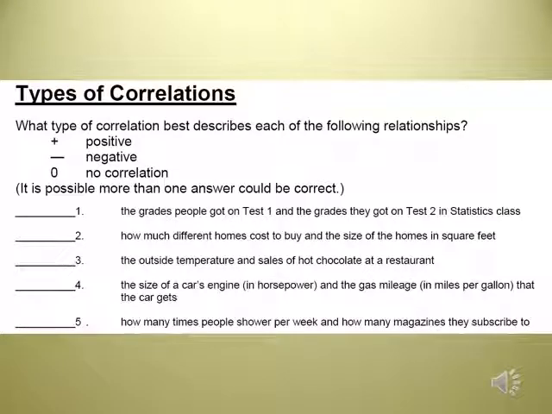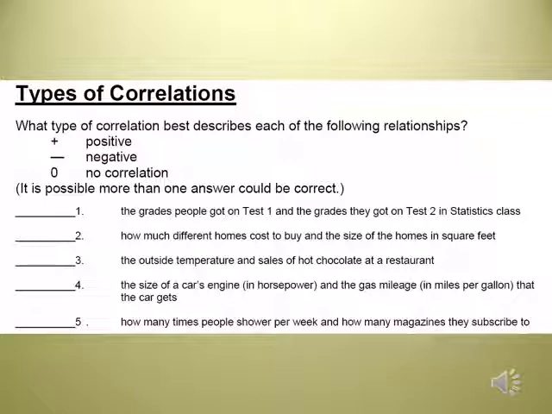I'm going to go through these, and it does turn out some of these are much easier than others. One of the hardest ones on this section is the very first problem, where it says the grades people got on test 1 and the grades they got on test 2 in stats class. The right answer for that is a positive correlation. And what that means is that the better you did on the first test, the better you probably did on the second test.